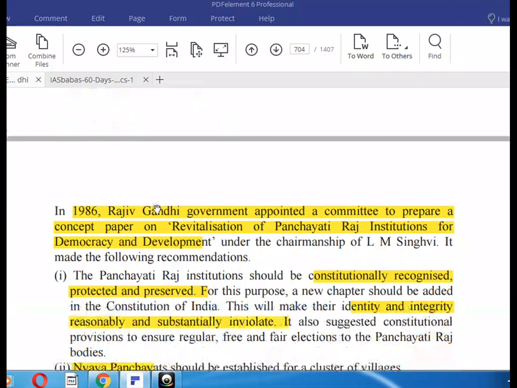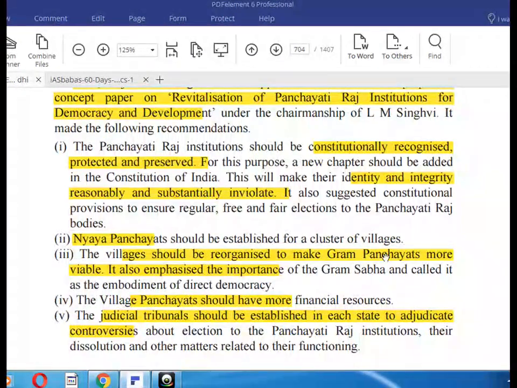LM Singhvi Committee: in 1986 the Rajiv Gandhi government constituted a committee to prepare a concept paper on the revitalization of Panchayati Raj institutions for democracy and development. Under the chairmanship of LM Singhvi, it made the following recommendations. Panchayati Raj institutions should be constitutionally recognized, protected and preserved. For this purpose, new chapters should be added in the Constitution of India. This will make their identity and integrity reasonably and substantially inviolate.